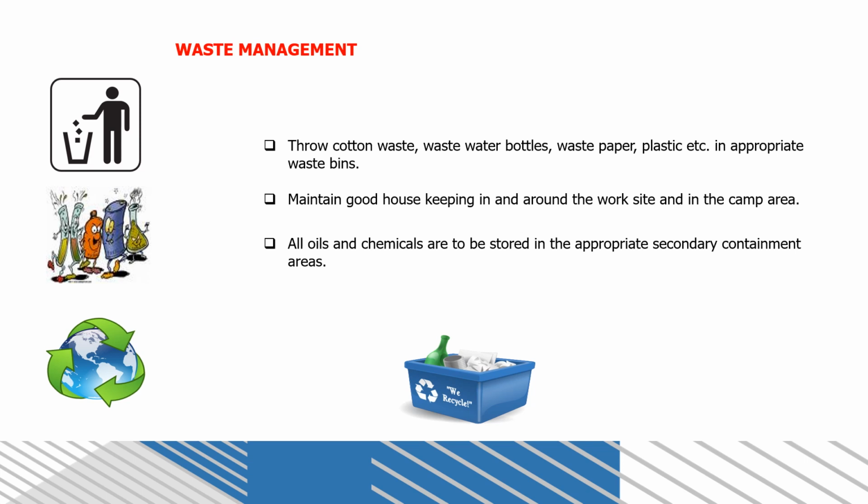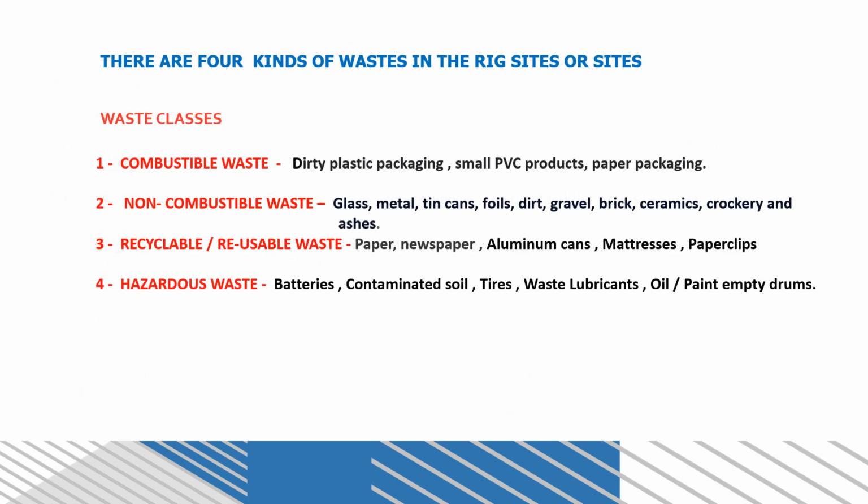We have to maintain housekeeping not only in our work site but also in our camp area, in our accommodations as well. There are actually four kinds of waste and waste bins in the rig sites and other sites. What are those waste classes? The waste classes are the following: the combustible waste, number one; the non-combustible waste; recyclable and reusable waste; and hazardous waste.